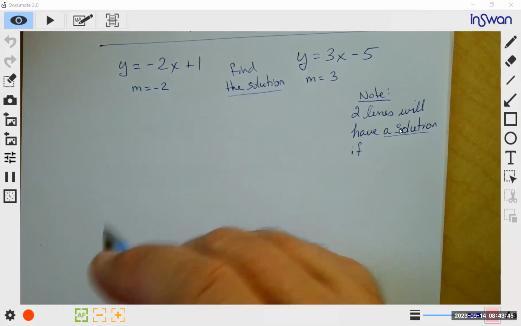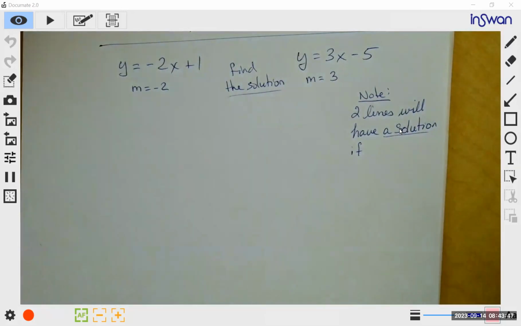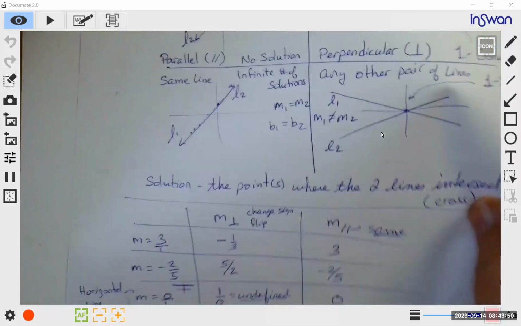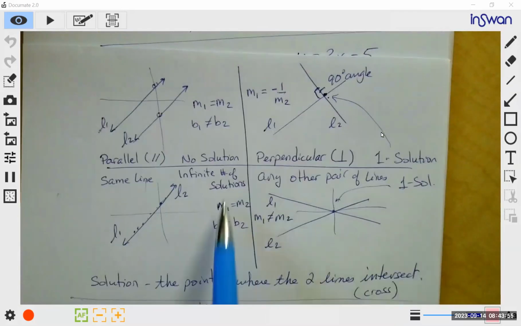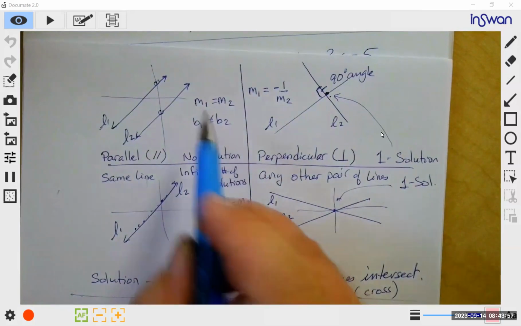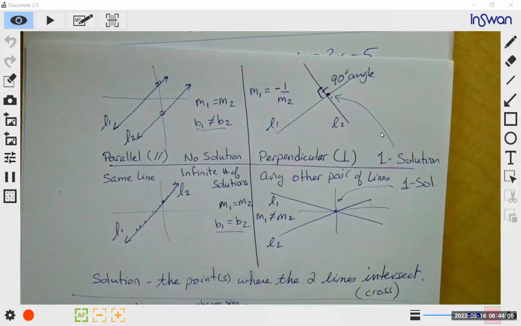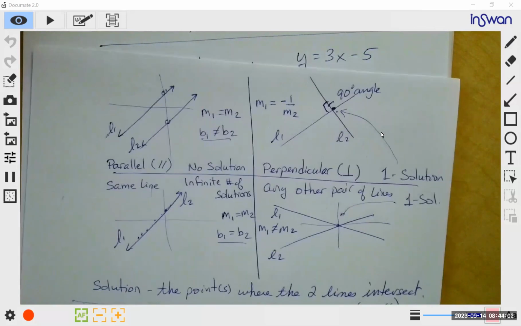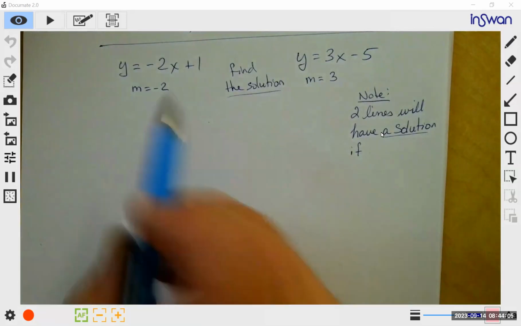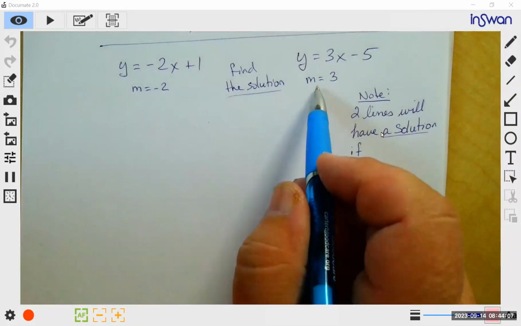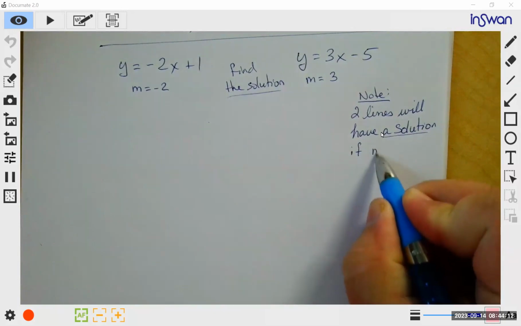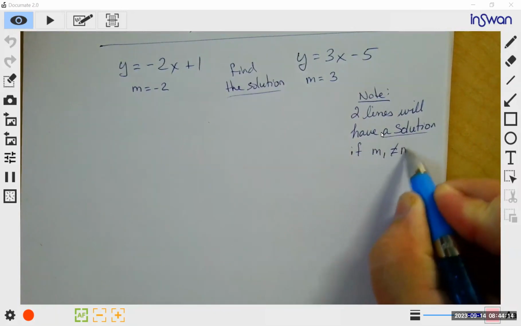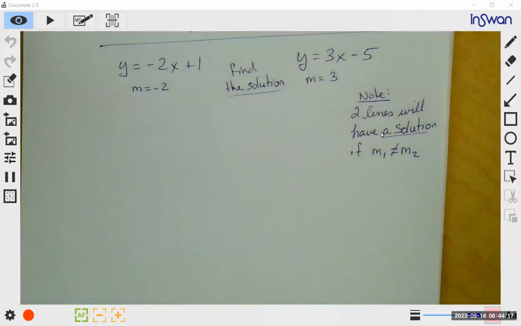If the slopes are the same, they're either going to have no solution, or they're going to have infinite solutions, all depending on what the y-intercepts are. So the slopes tell us a lot. If the slopes are different, we're guaranteed one solution. If slope 1 does not equal slope 2, even if it's perpendicular, the slopes are going to be different.